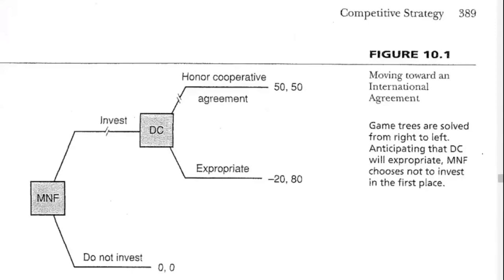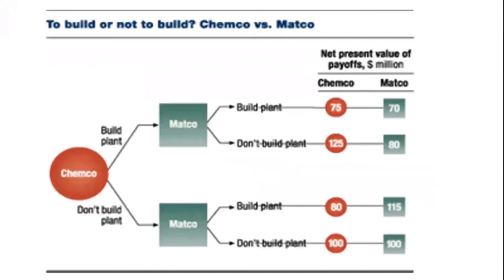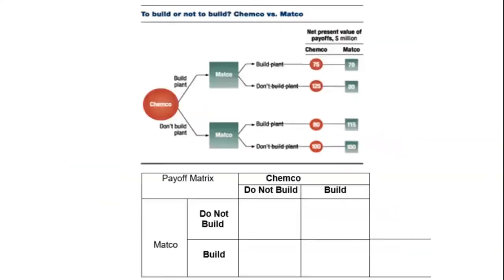In this particular example, we have two companies, Chemco and Matco, and they're trying to decide whether or not to build a chemical plant. They both are making similar types of decisions, to build or not to build. The 8 numbers you see on the right-hand side are the payoffs for the two companies. The numbers in red are Chemco's payoffs. The numbers in green are Matco's payoffs. Given a 2x2 matrix, you can easily see how I can set this up as a payoff matrix. 8 numbers, 2 numbers per cell.